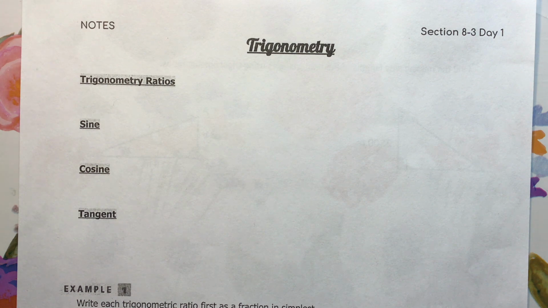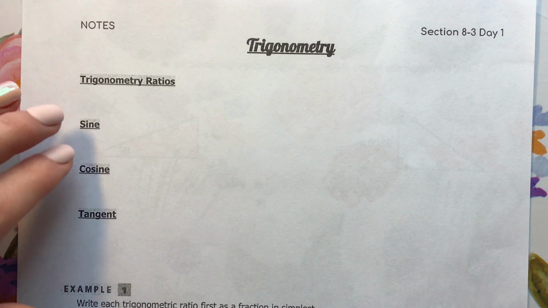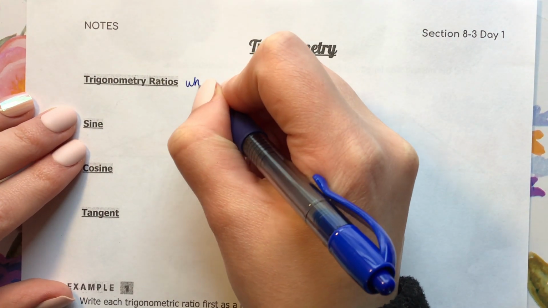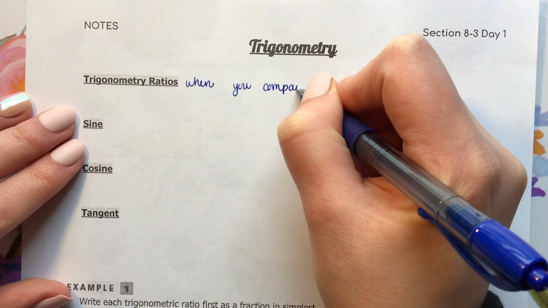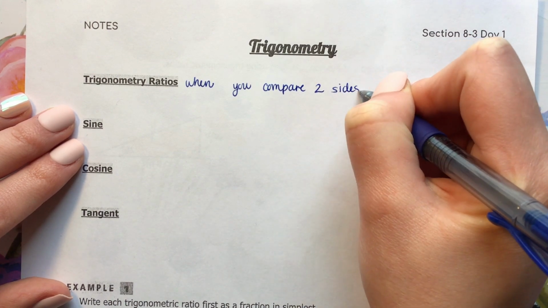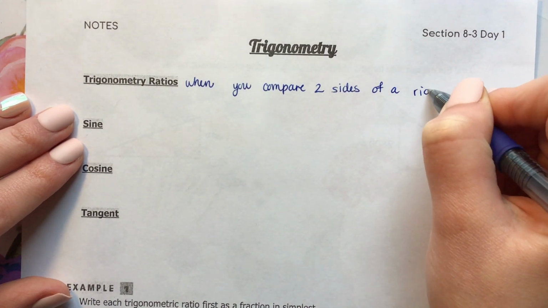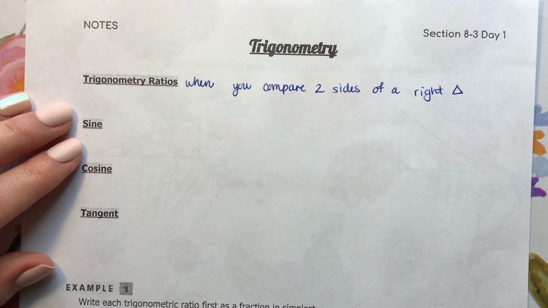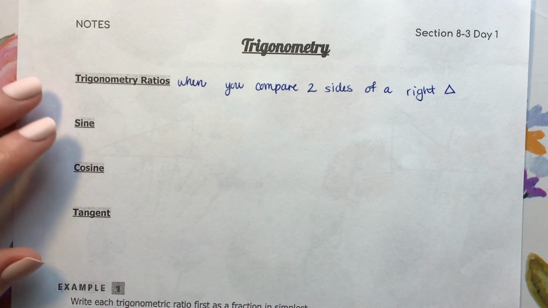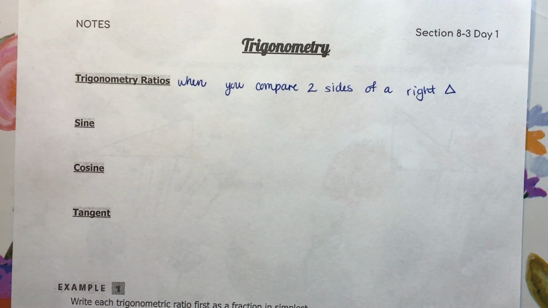So what is a trigonometric ratio, or what are the trigonometry ratios? It is essentially when you compare two sides of a right triangle. So remember, in this whole chapter, we're always using right triangles, and now we're going to be comparing two sides. Now I'm going to give you some definitions. Just stick with me because you'll know what these mean in just a second.